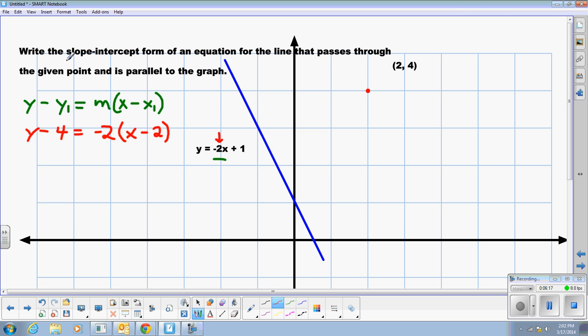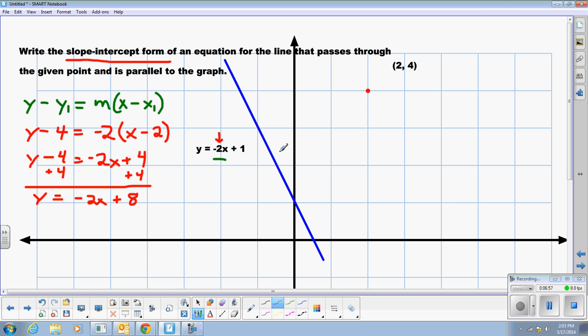Now I'm supposed to write this in slope intercept form, so I'm not there yet. I need to distribute the -2 to x and -2 to -2. So I'm going to do some equation work. Y minus 4 equals -2x, and -2 times -2 is +4. Next, I'm going to add 4 to both sides. Y equals -2x, and positive 4 plus 4 is +8. And there's my answer. This is the equation of the line that would go through this dot.